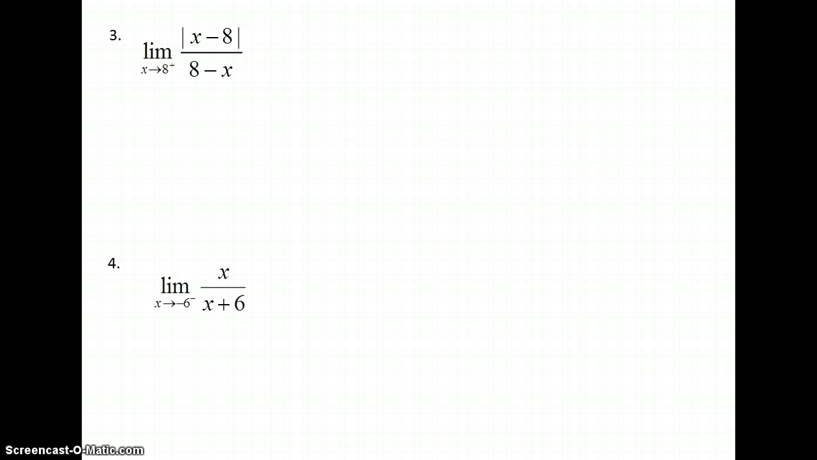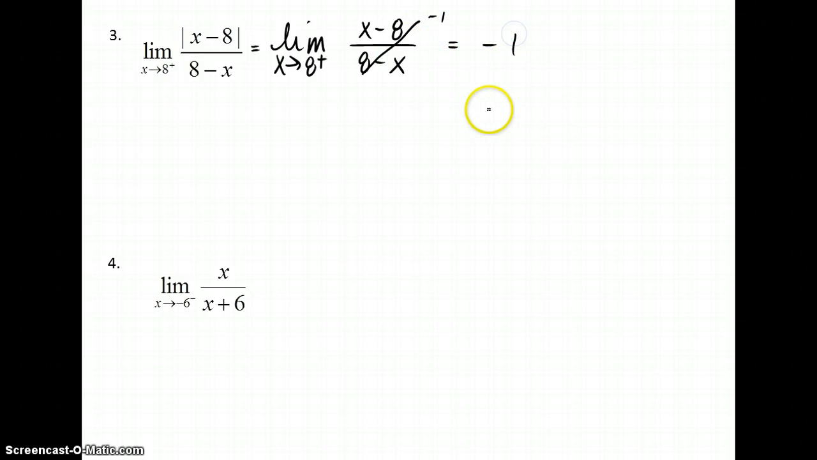Alright, limit as x approaches 8 from the right-hand side. If we pick any number bigger than 8 and plug it into this function, say 10, 10 minus 8 is going to be a positive value. So the absolute value isn't going to change the numerator as long as the value of x is bigger than 8. So I can eliminate the absolute value bars. These factors are opposite of each other, so they cancel to -1, and -1 is the limit.